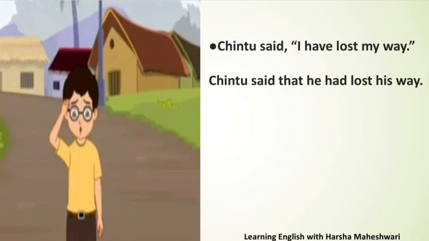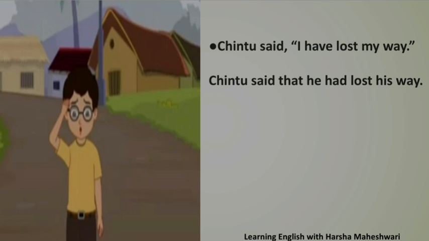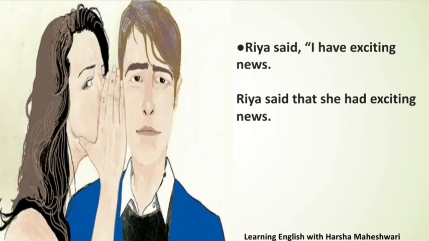Next example, Chintu said, "I have lost my way." In the indirect sentence, it will be Chintu said that he had lost his way. Next example, Ria said, "I have exciting news." In indirect speech, how will we write? Ria said that she had exciting news.